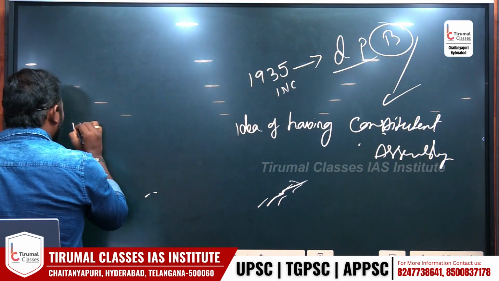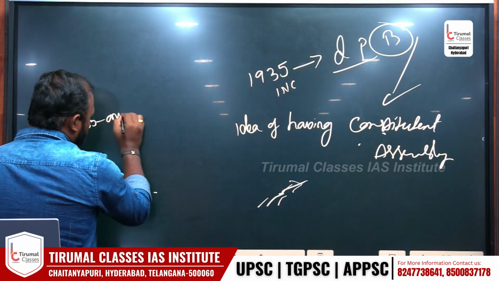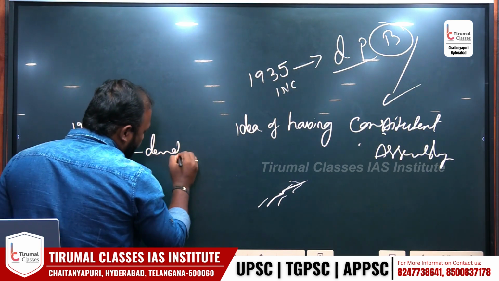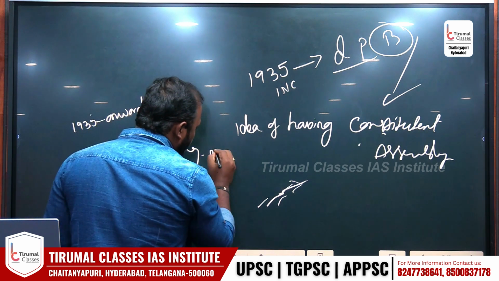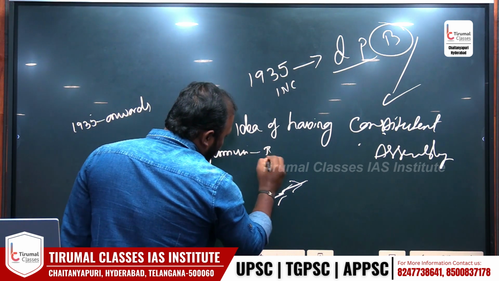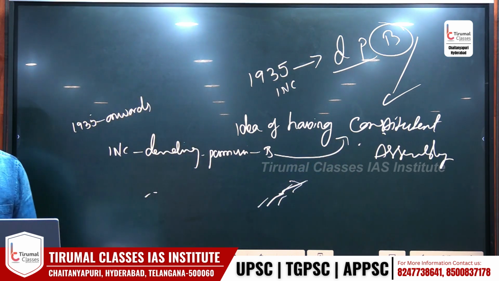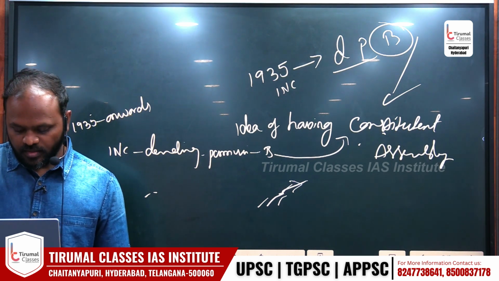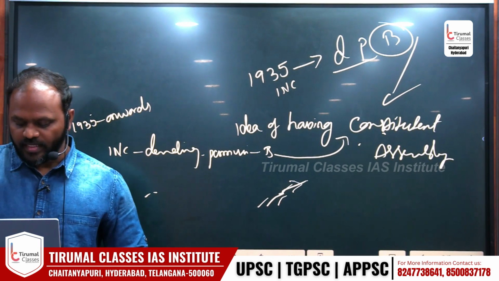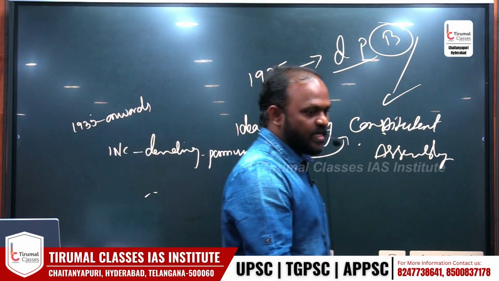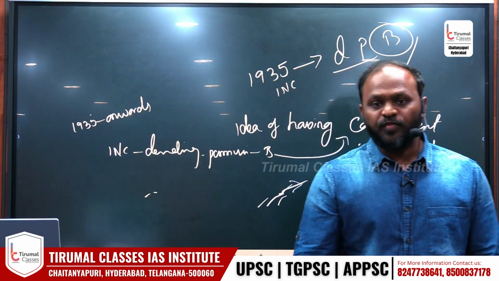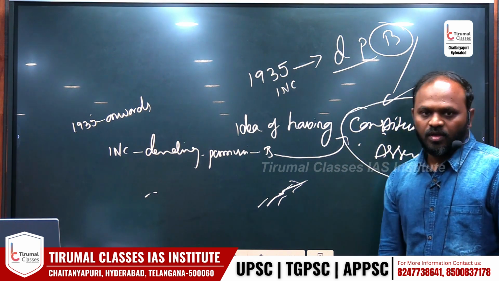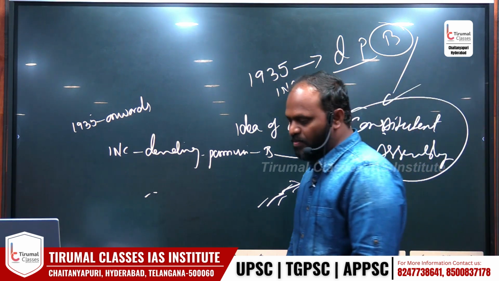From 1935 onwards, the Indian National Congress demanded permission from the British to establish a Constituent Assembly.